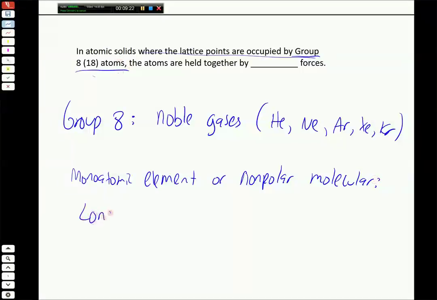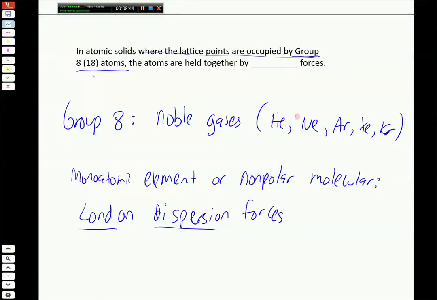So in this question, the correct answer would be London dispersion or some combination of London and dispersion. They're kind of used interchangeably. Either they're called London dispersion forces or sometimes just London forces or just dispersion forces. But any combination of these 2 words would have been what you want to fill in that blank with.